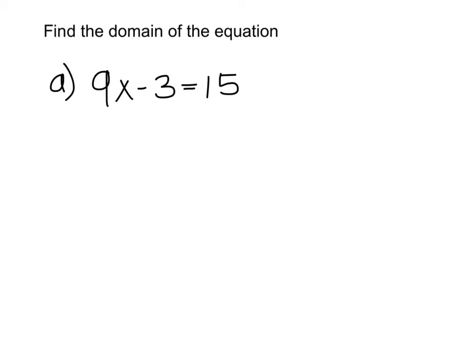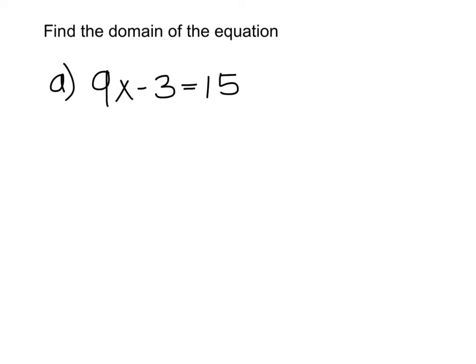Okay, so domain, it's not asking us to solve for x, right? There's an answer for x in this equation. Like we could solve and find what x equals, right? We'd add 3 to both sides. Then we would divide both sides of the equation by 9, and we would have an answer for what x is. But that's not what this question is asking. They're not asking us to solve for x.